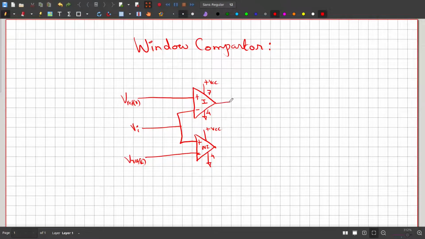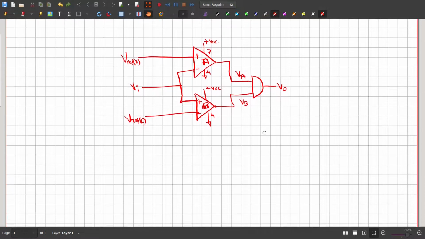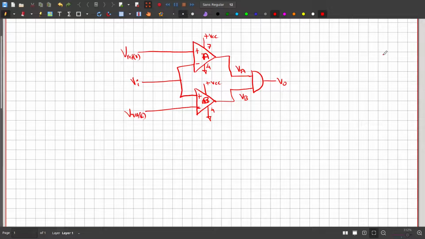Also, we have to put the outputs of these two comparators through an AND gate, and here is where we get the output. Let it be comparator A and comparator B, so we have VA and VB. We know from the truth table of the AND gate that we will have the output only when VA and VB both are high.